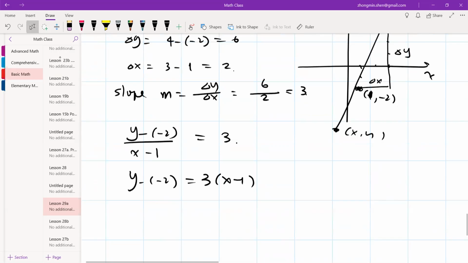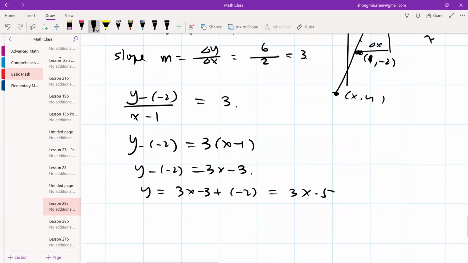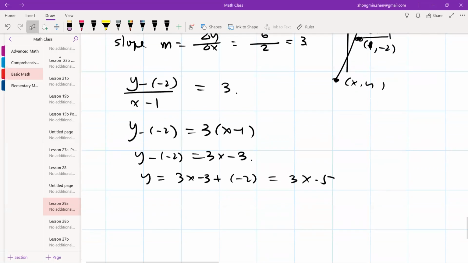But an equation can be in many forms. So the equation can be in this form. And the equation can be in this form: you move the -2 to the right hand side, then you get -5. So then this is a relationship between the two coordinates of an arbitrary point on the line.